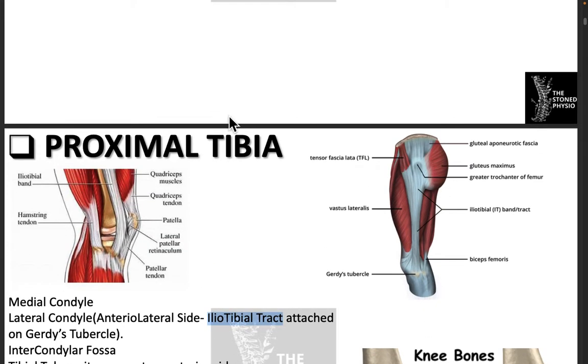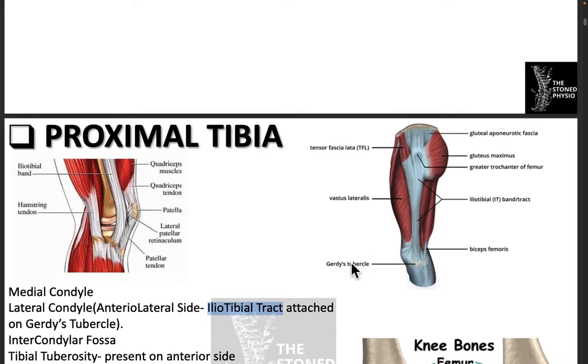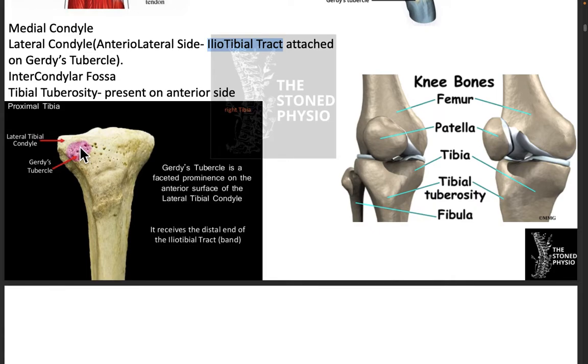So we see that from the aponeurosis of the TFL and you can say the gluteus maximus also we have got this aponeurosis. From that aponeurosis we have got this continuation, this band or this tract that is called the iliotibial tract, and eventually it has its insertion or attachment on this particular tubercle that is called the Gerdy's tubercle. Gerdy's tubercle is present here. This is the lateral part of the tibia, this is the medial part of the tibia.